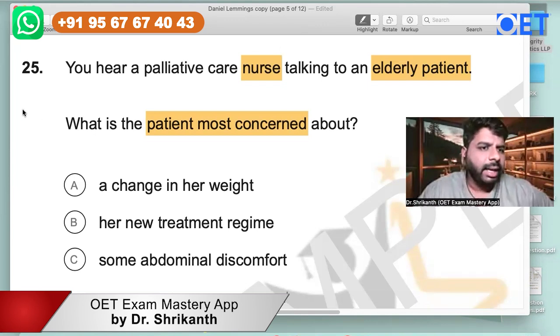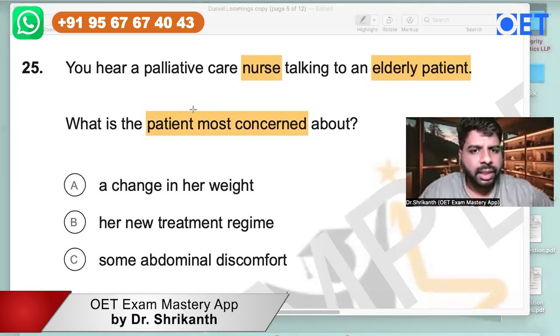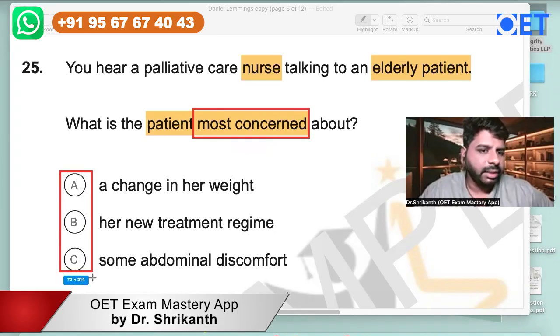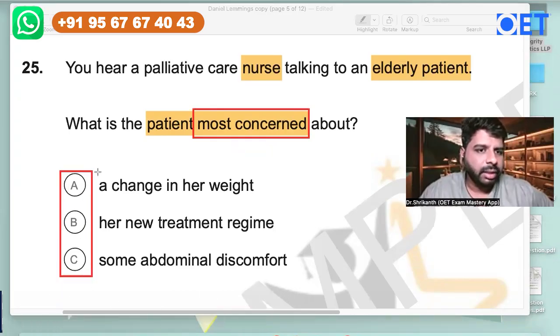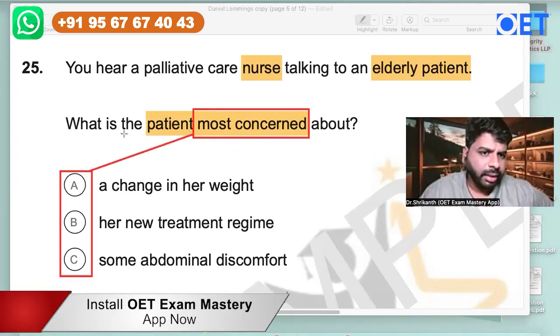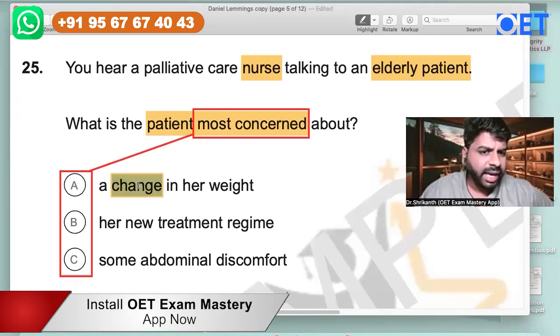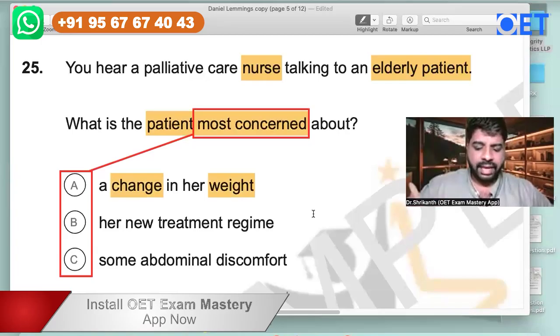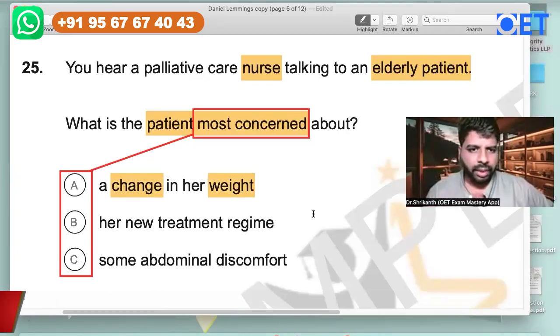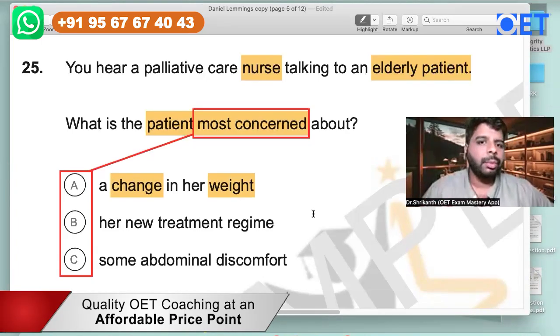Answer options A, B, and C are all concerns of the patient. Right, there is no doubt regarding that. Now let's see what the keywords are over here. A change in her weight. So the patient's body weight has changed, and that is the most worrying thing for the elderly patient currently.